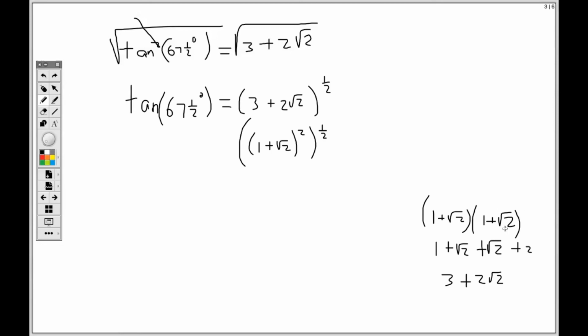So this product is the same as rewriting it as 1 plus root 2 all square, and then the square cancels the half. So what we're left with is just tan 67.5 degrees is the same thing as 1 plus root 2. And that's it. Proven.